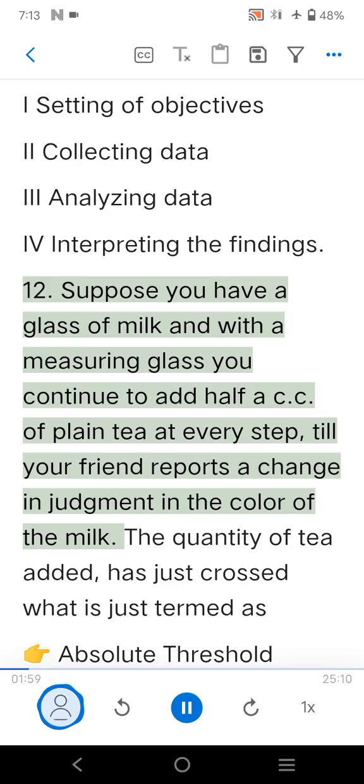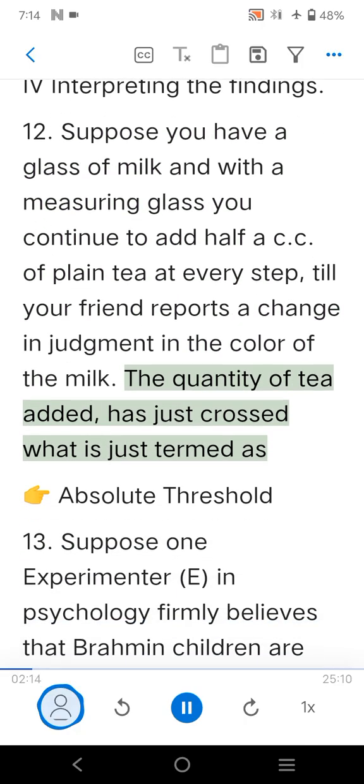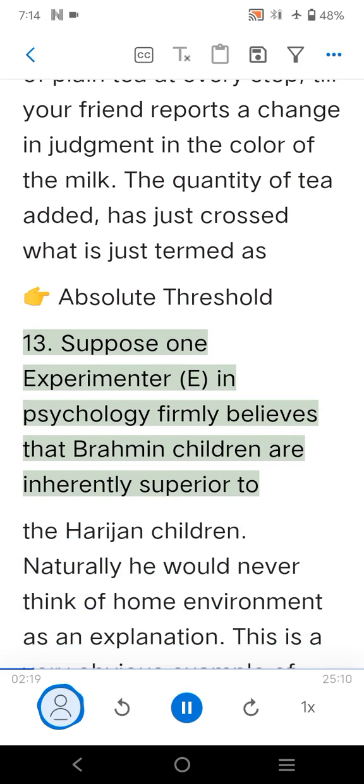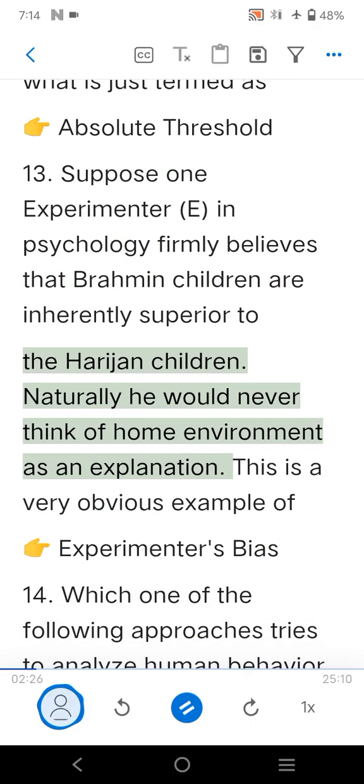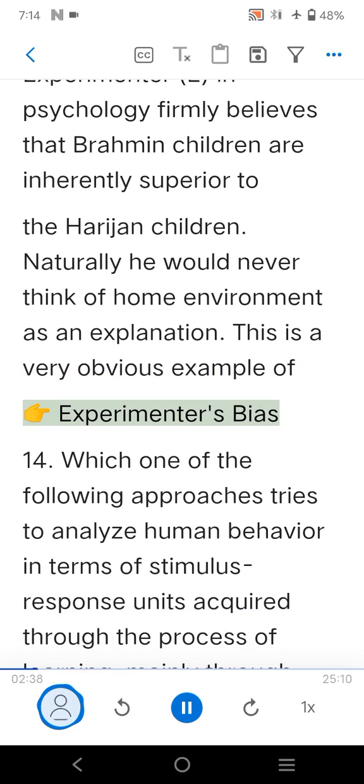12. Suppose you have a glass of milk, and with a measuring glass you continue to add half a c.c. of plain tea at every step, till your friend reports a change in judgment in the color of the milk. The quantity of tea added has just crossed what is termed the absolute threshold. 13. Suppose one experimenter, E, in psychology, firmly believes that Brahmin children are inherently superior to the Harijan children. Naturally, he would never think of home environment as an explanation. This is a very obvious example of experimenter's bias.